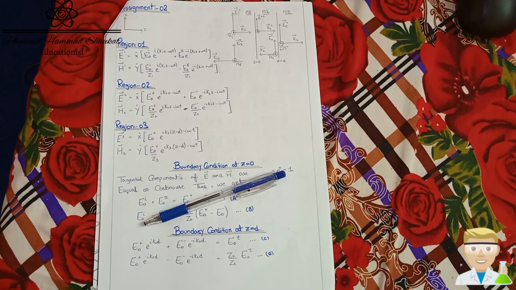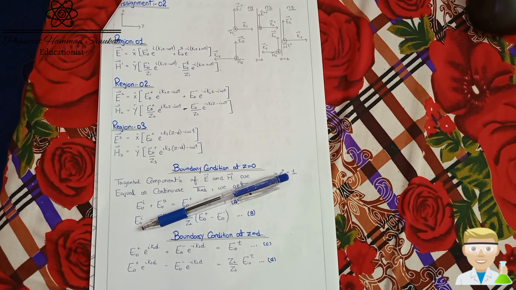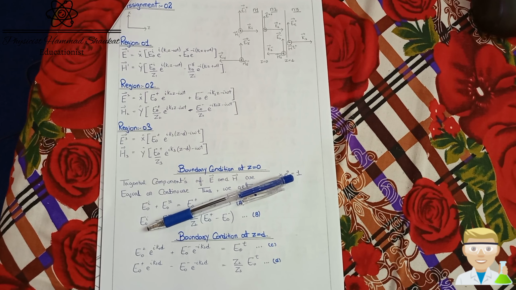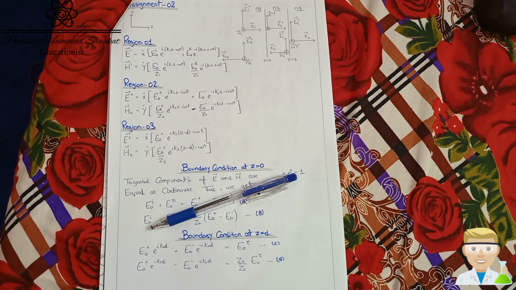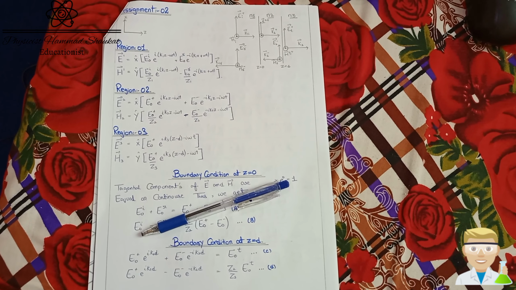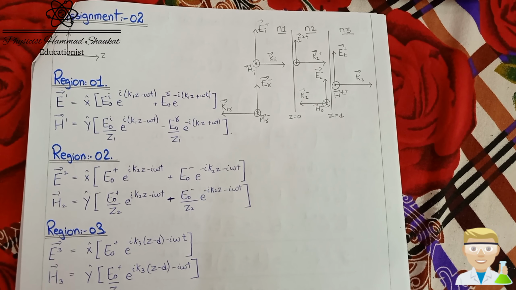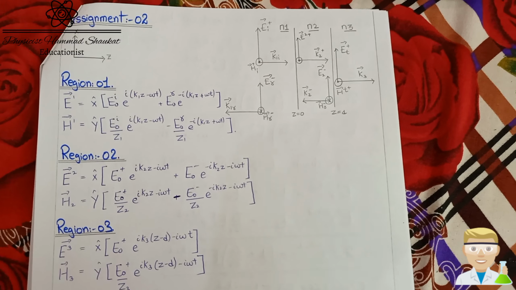In this lecture we are going to solve assignment number 2 of advanced EMT. Our assignment number 2 is basically to find the reflection and transmission coefficient of the electromagnetic field. Okay, so let's start. To do so, we have an example with three regions, N1, N2, and N3.